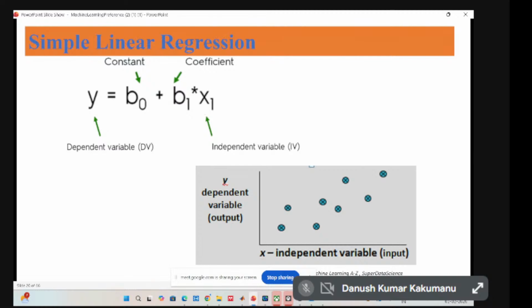Next, fourth one. Lasso regression. Uses L1 regularization. Feature selection.